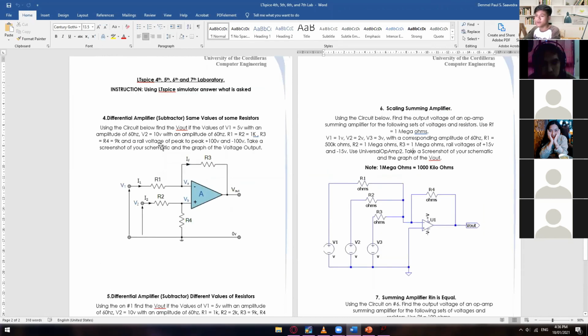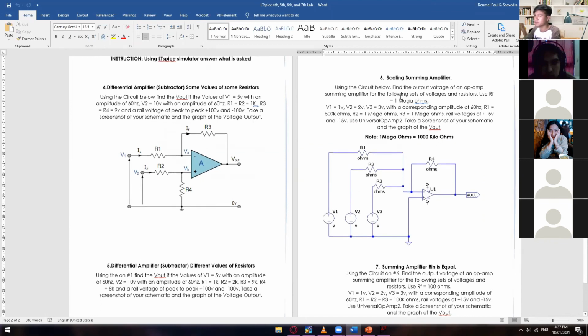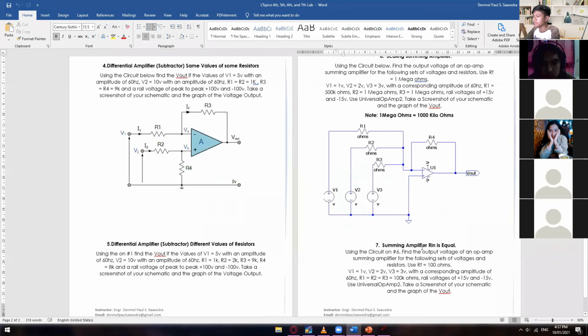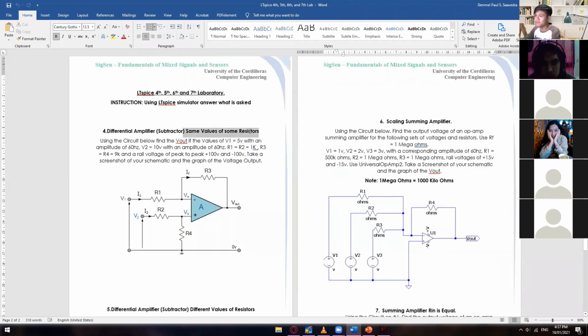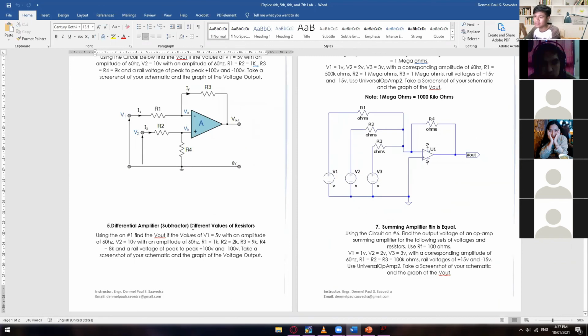So 4 and 5 is differential amplifier, and 6 and 7 is summing amplifier. Number 6 is the scaling summing amplifier, wherein we have different values, and number 7 is the summing amplifier where our input resistors are equal. For number 4, this one has the same values for some resistors like what we have discussed, which is R1 is equal to R2, and R3 is equal to R4. And for number 5, this one has different values on all of the resistors.